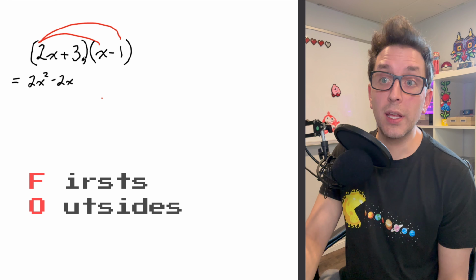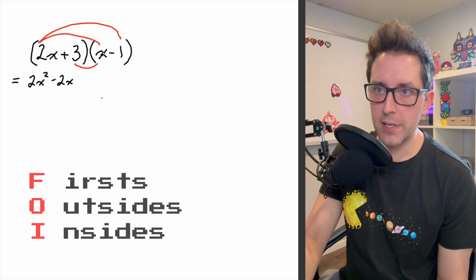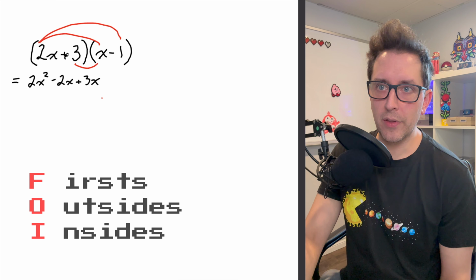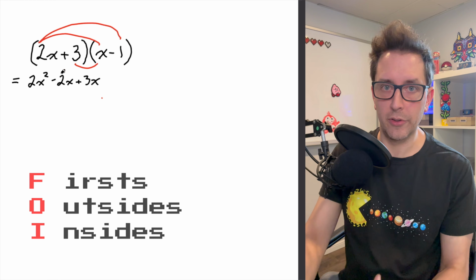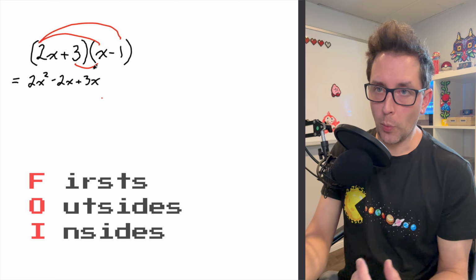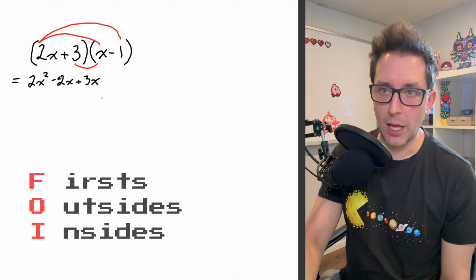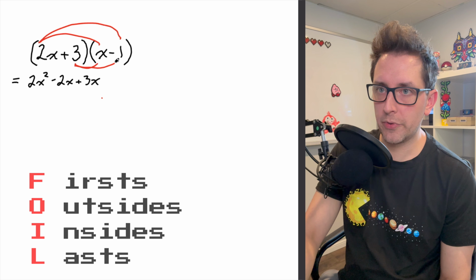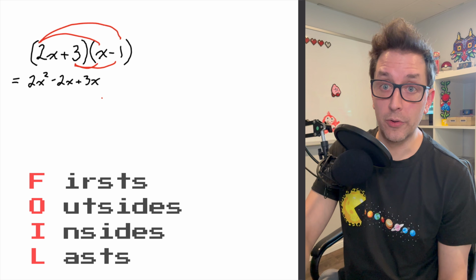And moving right along to the inside part of our acronym, we've got 3 times x, also known as 3x, right? And if you're wondering about the signs here, we're just going to keep the sign that results from the multiplication, right? Positive 3 times positive x is positive 3x. 2x times negative 1 was negative 2x. So whatever sign I get when I multiply, I bring it along and I just plop it right into my expression. And lastly, moving along to the last terms, 3 times negative 1, I know is going to be negative 3.